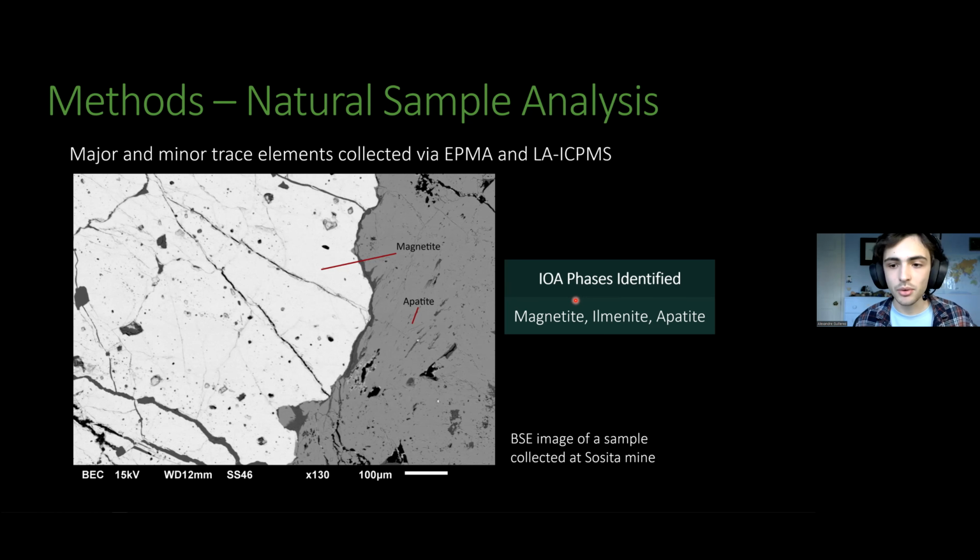So these natural samples were cut, cast into epoxy, and measured with electron probe to find the major and minor elements, and then used that to standardize results for ICP-MS, which measured the trace elements. And we identified three major phases in our iron oxide apatites: magnetite phase, ilmenite exsolution within the magnetite, and apatite. This image here is a backscattered electron image of an iron oxide apatite sample collected in Chile at Sosita mine.